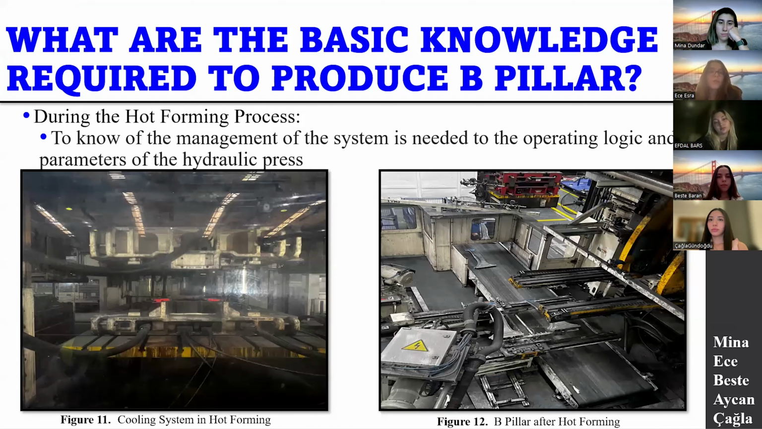And during the hot forming process, the knowledge of the management of the hydraulic press is crucial in order to provide results that meet the engineering expectations of the product after the preset parts are placed in the hot form tools. The hydraulic press operates according to its logic and parameters to provide the results that meet those expectations. We will explain more detailed information in the hot forming part.